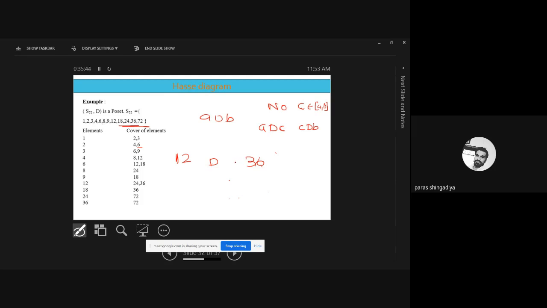Okay, 12 divides 36, that is also true. And in between 12 and 36, you have two numbers, 18 and 24. If we take any one as a C, let's verify whether we can take it as a C or not. So let's check for 18. 12 with 18, that is not correct. And 12 with 24 is correct. 12 divides 24 is correct, but 24 divides 36 is incorrect. Therefore 24 is not a counter example of C.